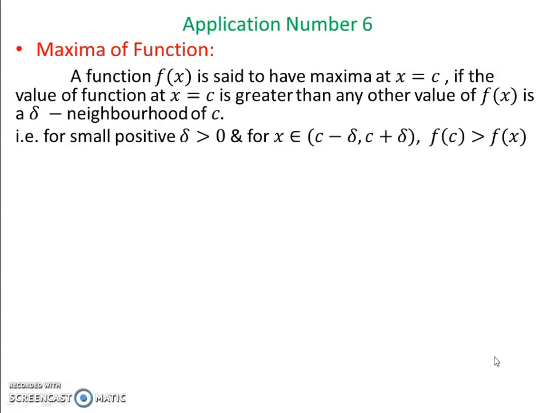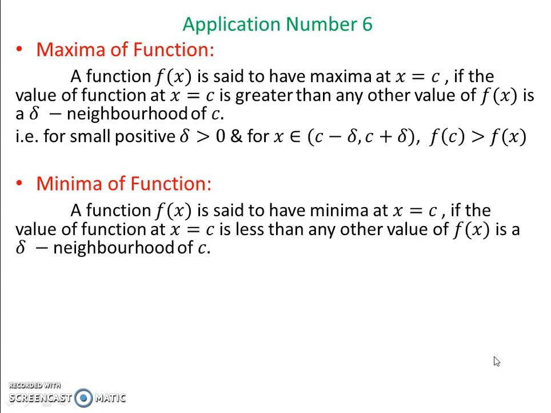So what do you mean by delta neighborhood of c? It is nothing but the values of x where the distance between x and c is less than delta, that is the open interval c minus delta to c plus delta is your delta neighborhood of c. Therefore, in short, if delta is some positive number and x belongs to c minus delta to c plus delta, then f of c greater than f of x means f of x is maximum at x equal to c.